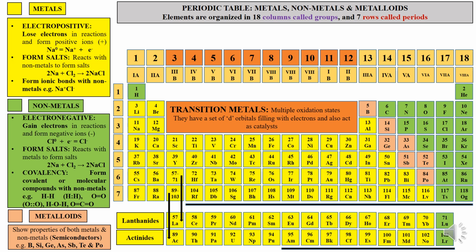Now capitalized letters A and B are used to label the group elements. Group A elements are called main group elements or representative elements, while the group B elements are called transition elements or transition metals.